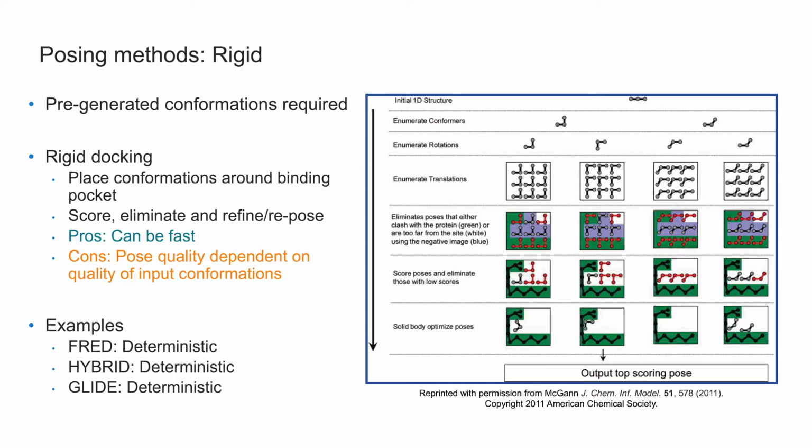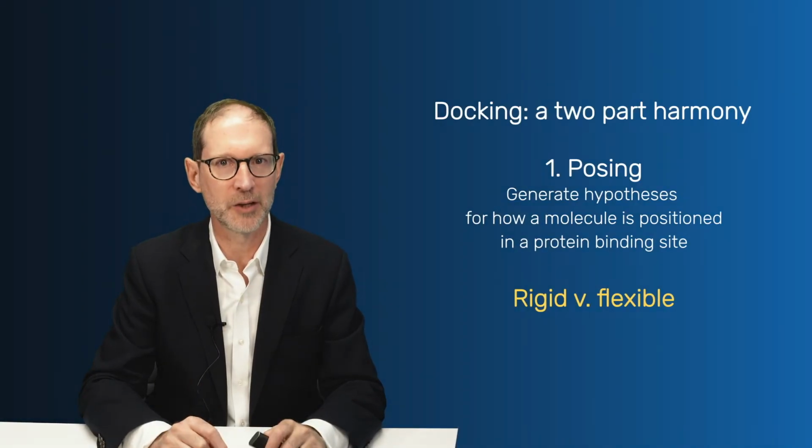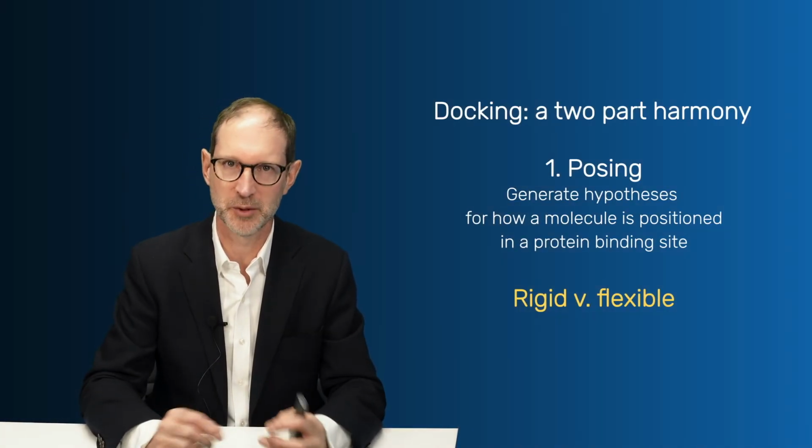Pros here is that since we're not doing conformational sampling during docking, these tools can be fast, as you'll see later. A disadvantage is these tools place a great deal of stress on the conformation quality coming out of the conformation generator. If the conformation generator produces a suitable conformation, the docking program can find it. But if the conformation generator does not produce a suitable conformation, rigid docking will fail. So a lot of pressure on conformational sampling here, which is why a lot of developers use flexible methods.